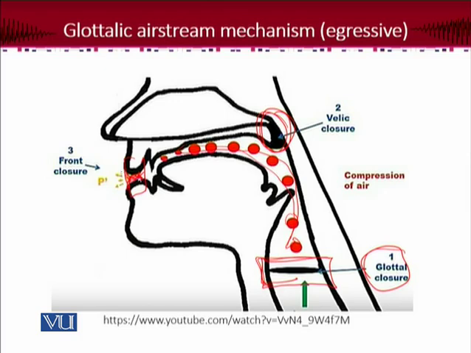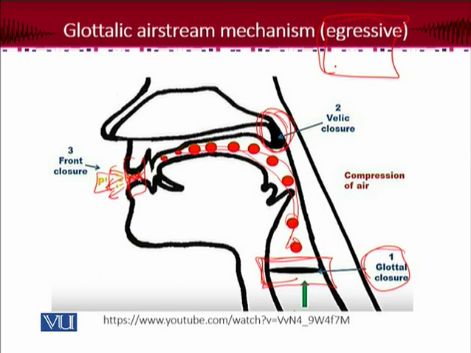And then when this front closure is open, the air is getting out, and the result is the application of bilabial ejective within the Hausa language. Okay, so that's the ejective, because the air is going out, it's being pushed out.